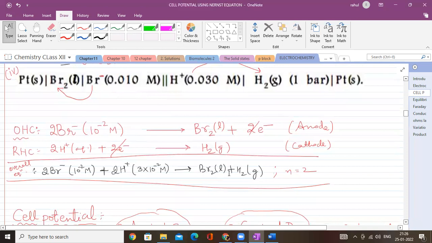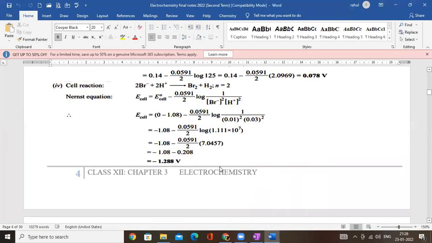Now if I try to see the value of the reaction, or for hydrogen, we know the value. For bromide, the value is minus 1.08. I repeat, the value of bromide will be minus 1.0 plus 1.08, right?